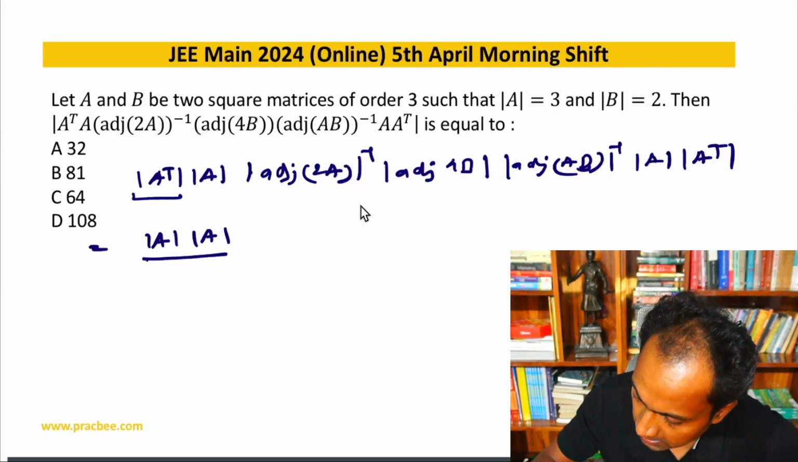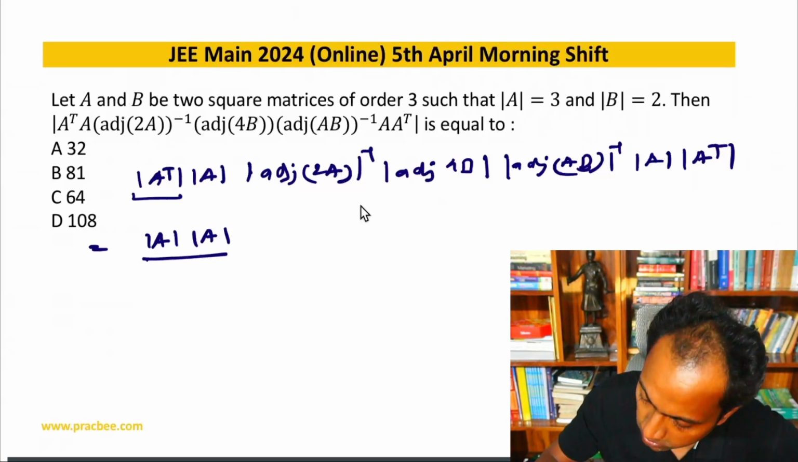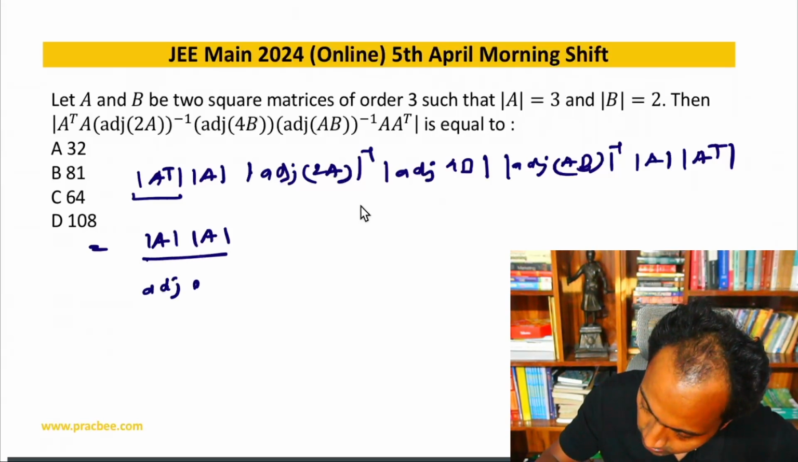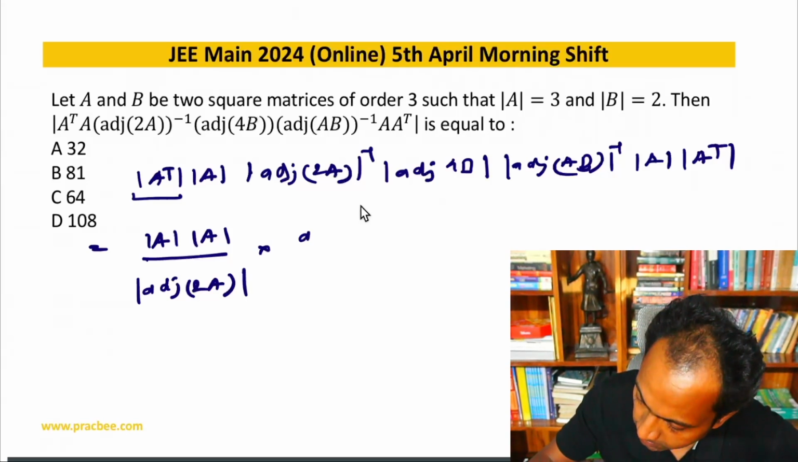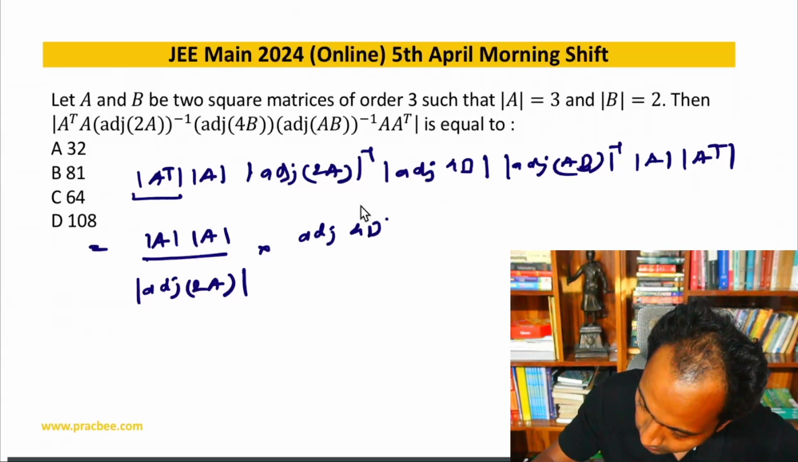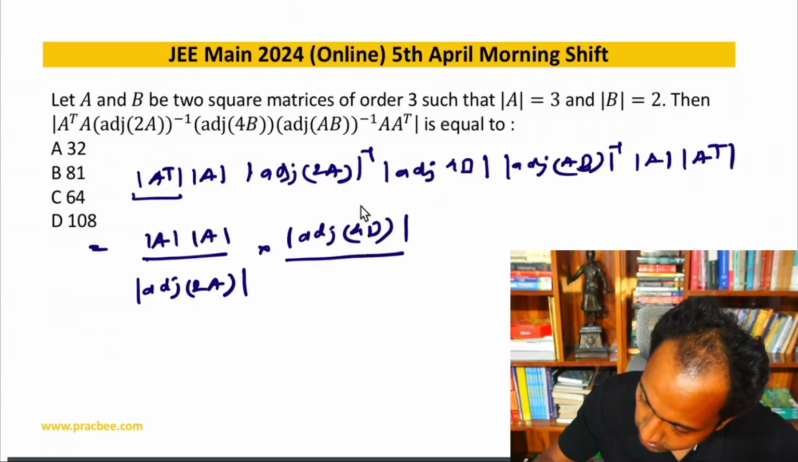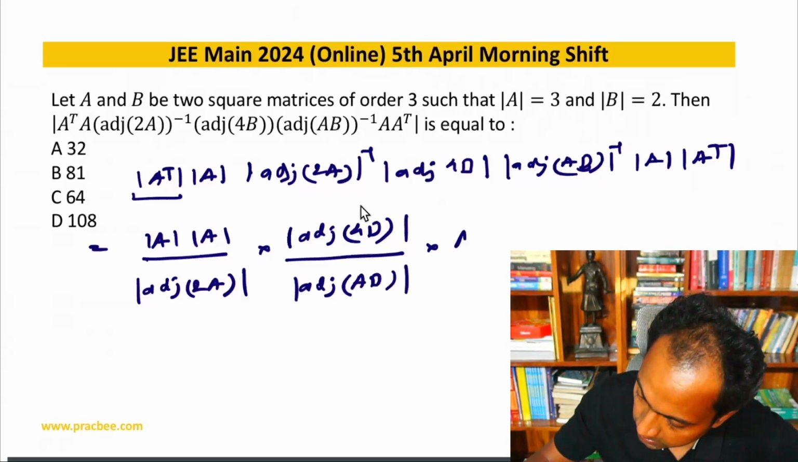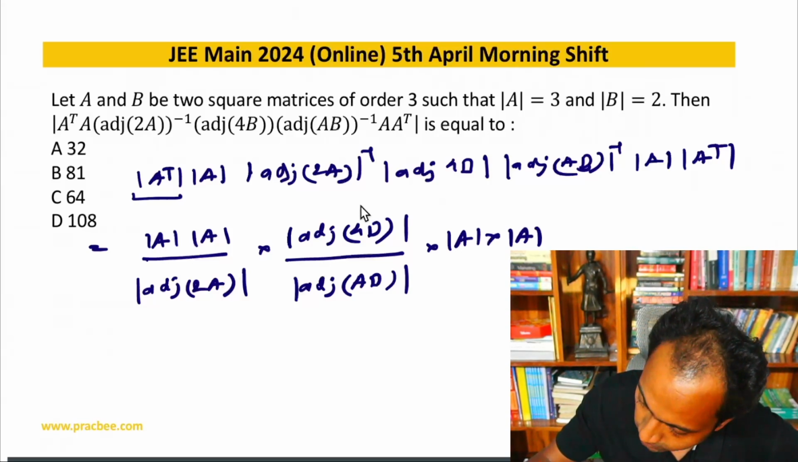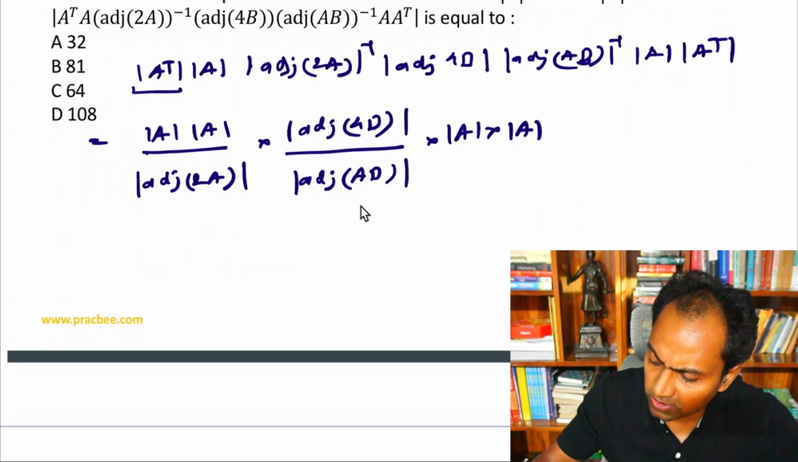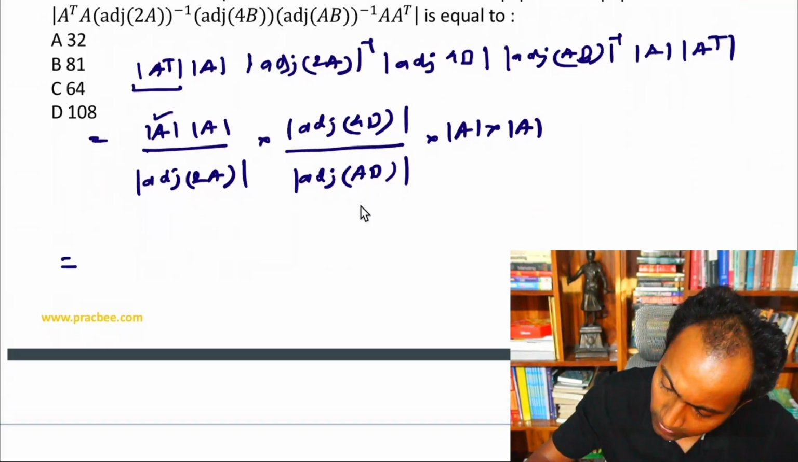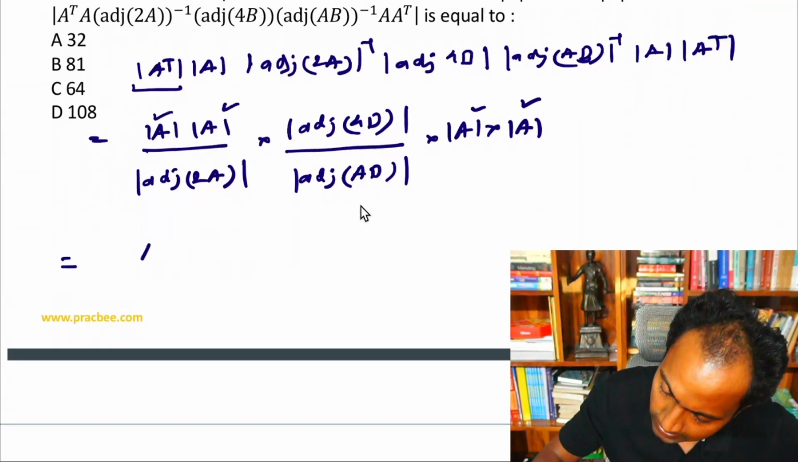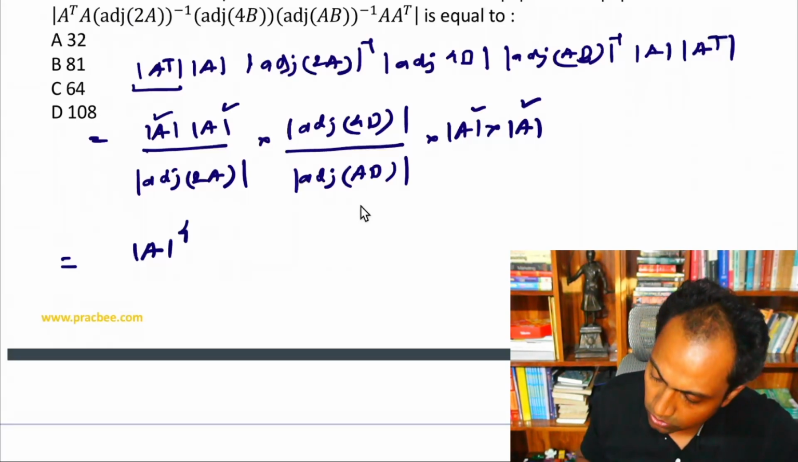Now this is inverse, this is reciprocal, so it will go in the denominator. So adjoint of 2A but in the denominator. Then this is nothing but adjoint of 4B determinant but in the numerator. Then we have adjoint of AB determinant but in the denominator. Then determinant of A into determinant of A. So after this simplification, it is quite clear that we have got 4 powers of determinant of A. Let us write it very clearly as determinant of A raised to the power 4.